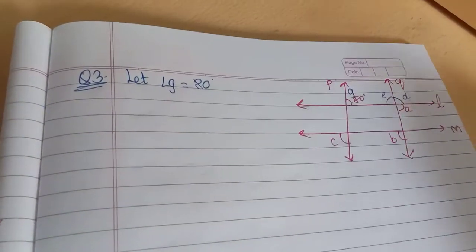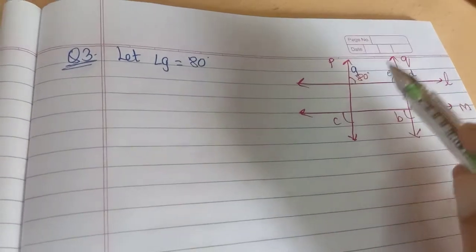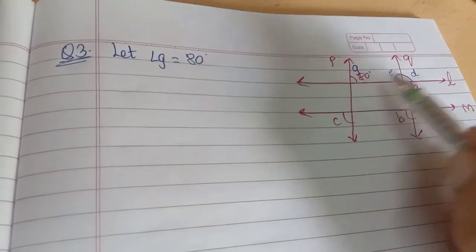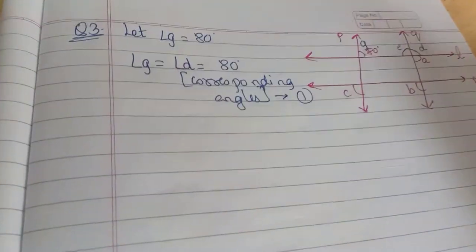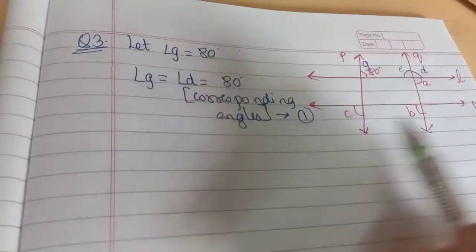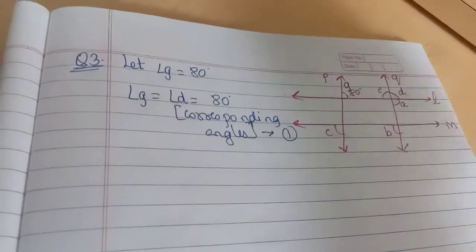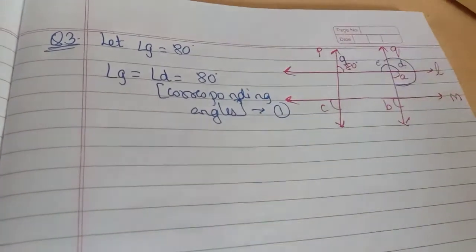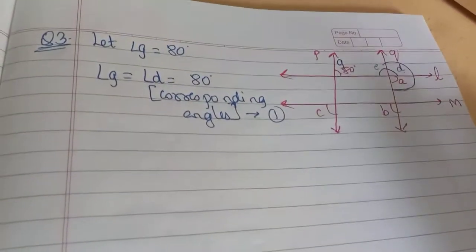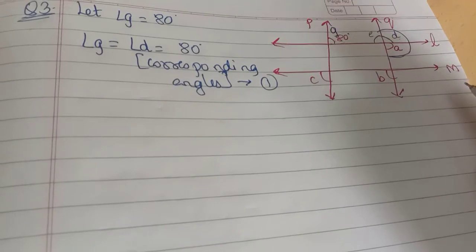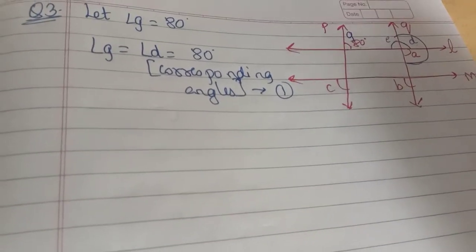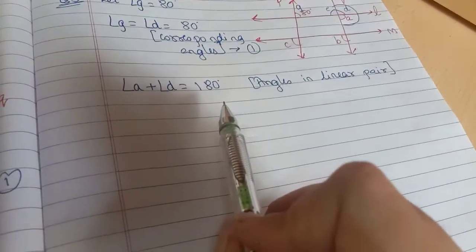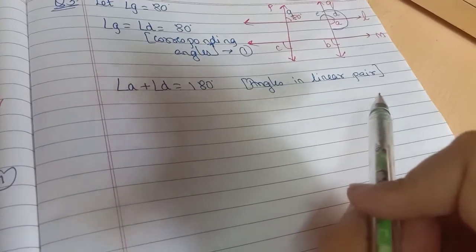Now a question, how is it possible? Because over here it is mentioned that these lines are parallel as well as these lines are parallel. Therefore I can take it as corresponding angles. I consider it as equation number 1. Now if I see over here, I can clearly understand that angle D and angle A are nothing but angles in linear pair. So I will add both the angles, so I will get it as equal to 180 degree. So I got angle A plus angle D is equal to 180 degree, angles in linear pair.